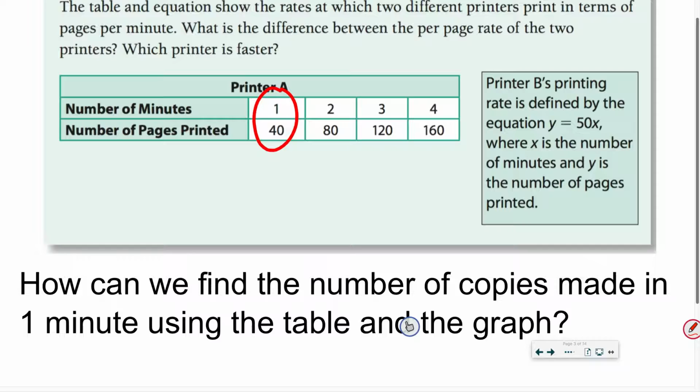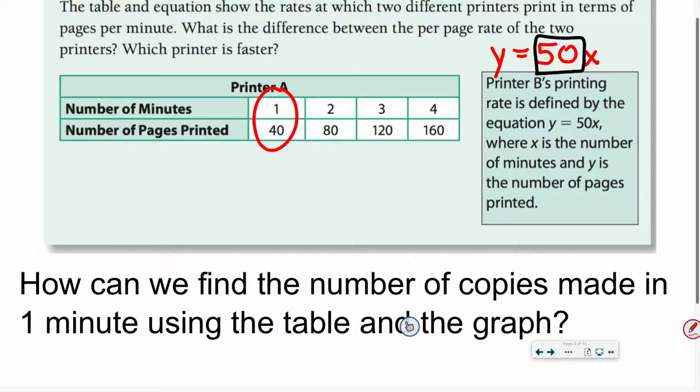What about in my equation? Where can I find my pages per minute in my equation? The equation is y equals 50x. For printer B, what are the pages per minute? 50. How do we know that it's 50? Because the coefficient of an equation in my proportional relationship is my unit rate.